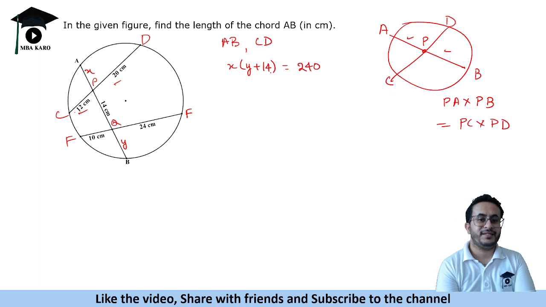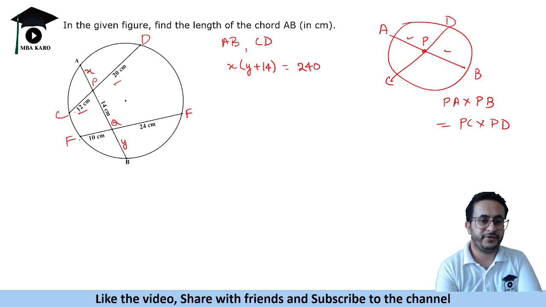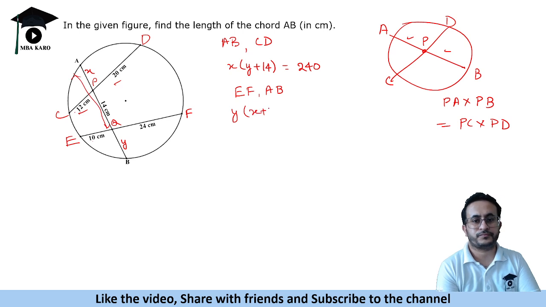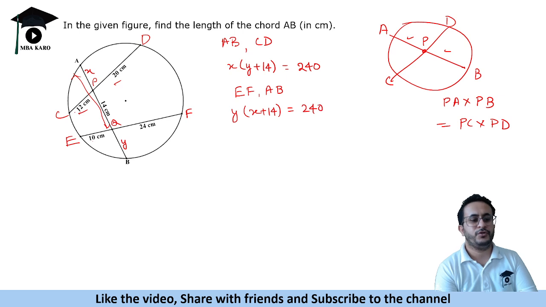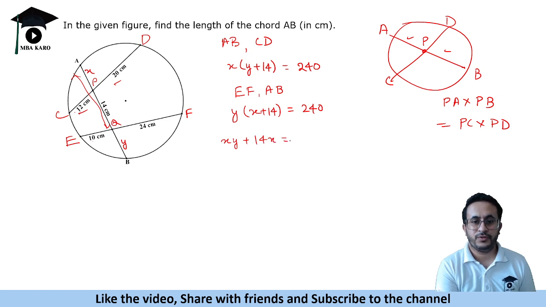240. Second, if you take these two chords, this is EF and AB, the theorem says that y into x plus 14 is equal to 240. So in both cases the values are equal. Let us equate these two. We will get xy plus 14x is equal to xy plus 14y. Now xy can be cancelled, so x is equal to y.